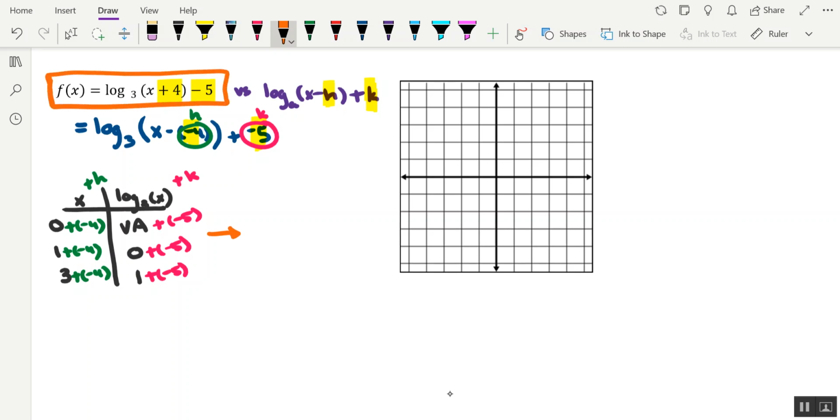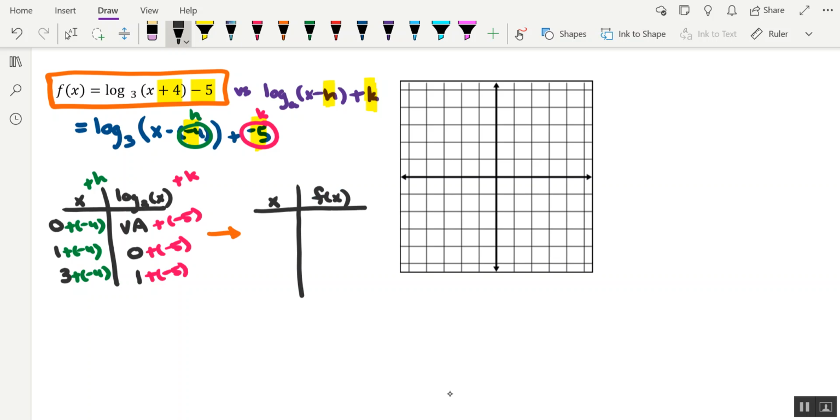And once we plot the points and asymptote, we will have incorporated both the horizontal and vertical shift, which tie into the values of h and k, -4 and -5. All right, so let's see what this table of values looks like. I'm going to write it as x and f of x. So this will be my official table of values.